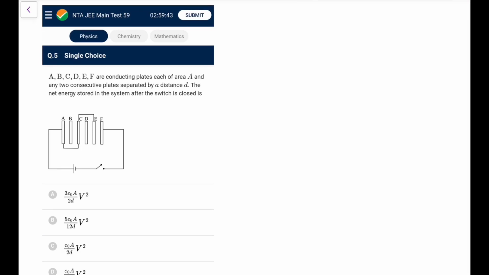Next one. A, B, C, D, E, F are conducting plates of area A, and any two consecutive plates are separated by a distance D. The net energy stored in the system after the switch. First, let's find the net capacitance of the system between what we knew A and F.